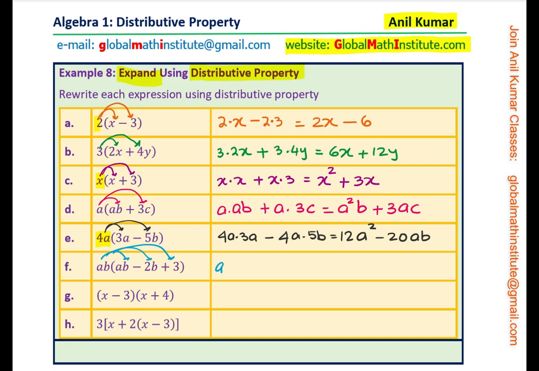So we are going to multiply AB with AB, right? Minus AB times 2B, and then plus AB times 3. And AB times AB will give you a squared b squared, which is written like this, minus 2. The number comes before, right? A and b squared. So a b squared. Makes sense? 3ab, right? With a plus sign, 3ab. Perfect. So I hope you have understood the whole process.